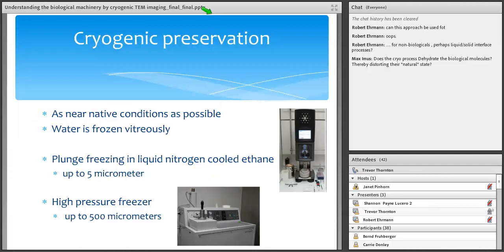In the high pressure freezer, we go up to 5,000 psi, and we blast it at the material from both directions and create a high pressure freezing environment.